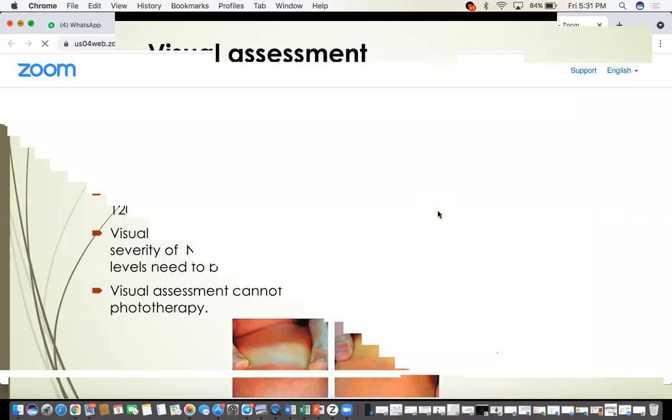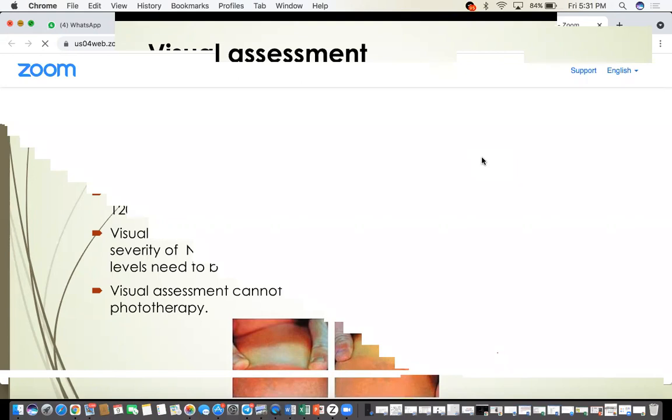Okay, I want to share one case. I got a referral from one of the housemen in O&G. They referred a jaundiced baby to me: a 40-hour-old full-term baby. We noted jaundice from the toes to the abdomen.